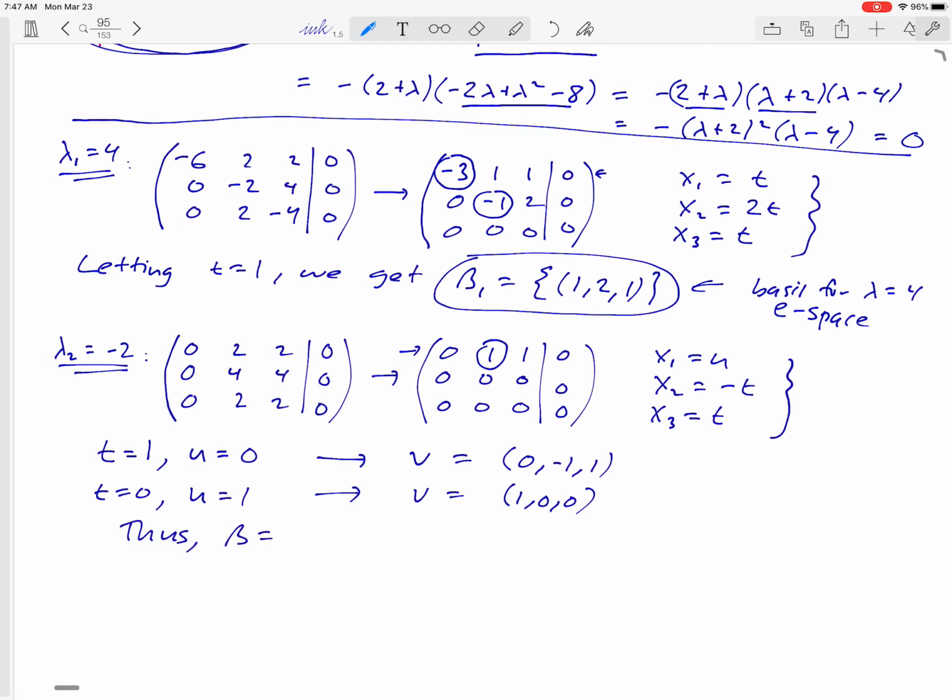Okay, and that generates a basis for the eigenspace associated with -2. This time it's going to contain two vectors.